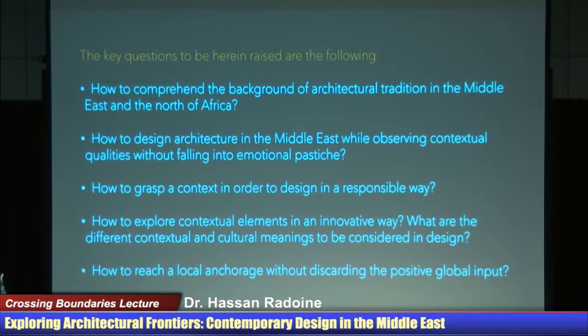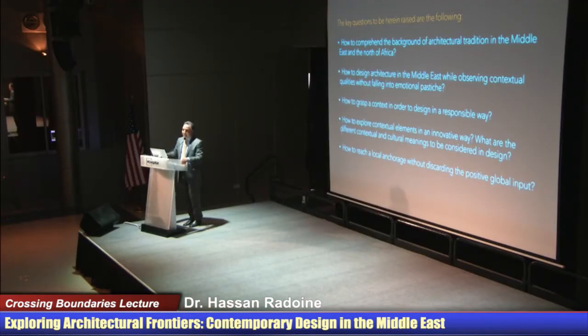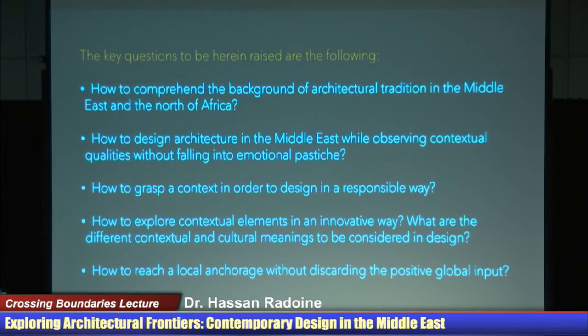How to grasp a context in order to design in a responsible way. Because if we design in a responsible way, and this is why I'm teaching my students, you cannot just put a trace or a line without reflecting upon who would be behind that line, because that line would be a wall. How to explore contextual elements in an innovative way. What are the different contextual and cultural meanings to be considered in design? A room can change the life of a family.